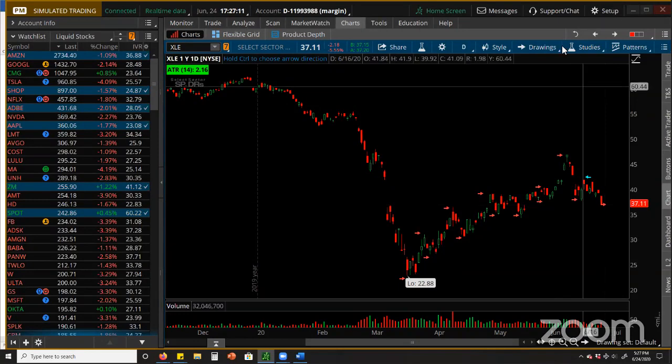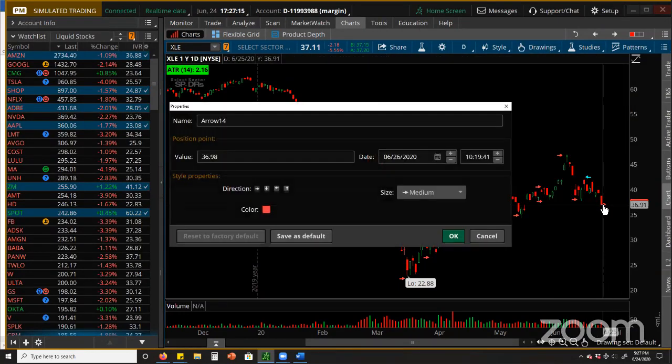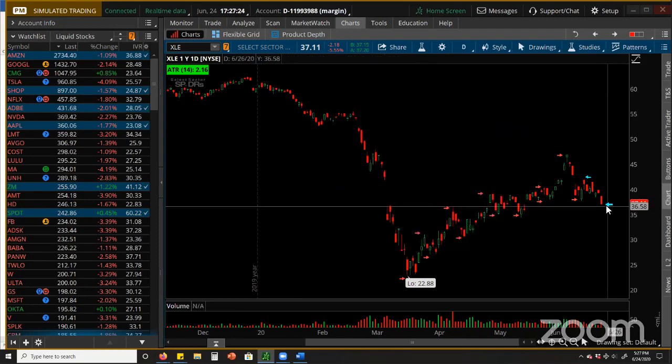Okay, this guy, there you go. This guy, let's go left and blue. I'll even go large, add some emphasis here. Technically, we made a lower low on energy today. This might be one of the first sectors that is now in a downtrend.